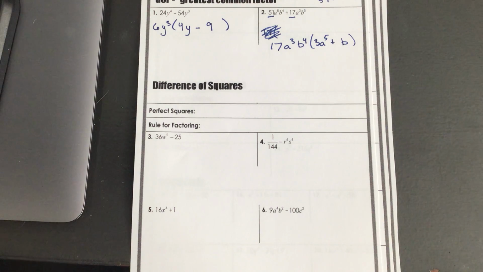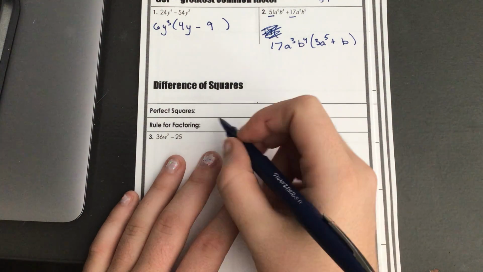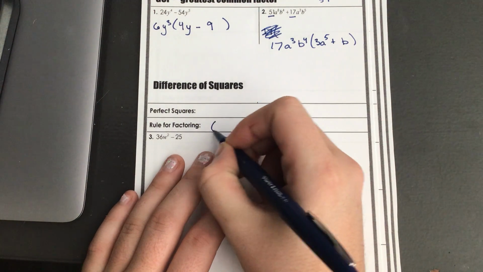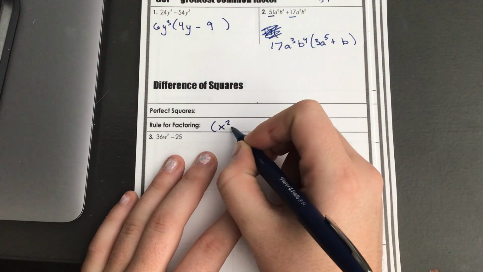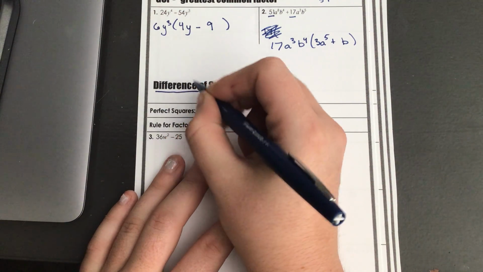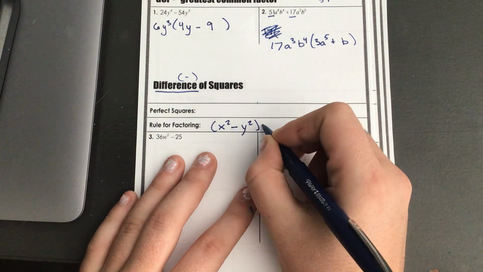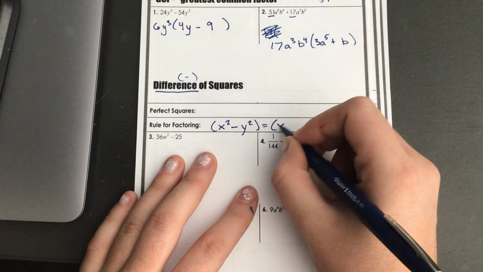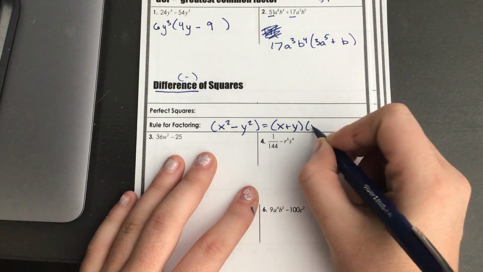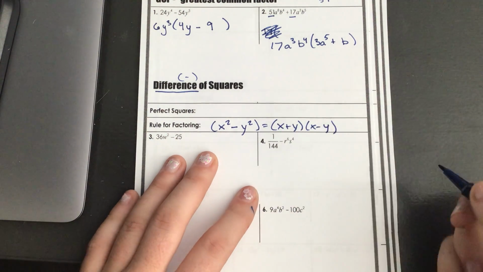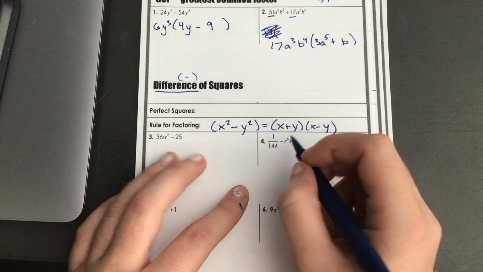Difference of squares. So the rule for factoring with the difference of squares is, if you have something like a perfect square subtract, that's what difference means, subtraction, another perfect square, then that can be rewritten as x plus y and x minus y. Before we get started, let's talk about perfect squares.